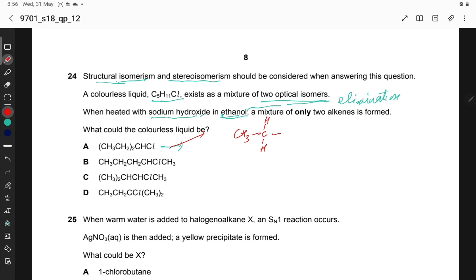This is an elimination reaction. Two optical isomers mean a chiral carbon.